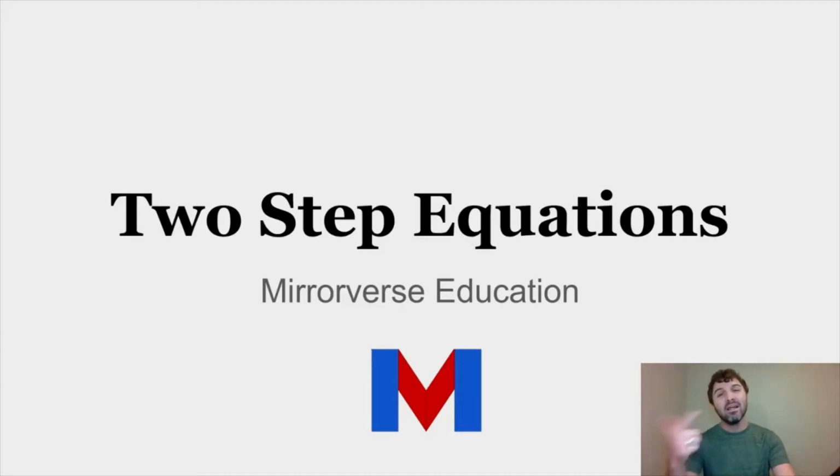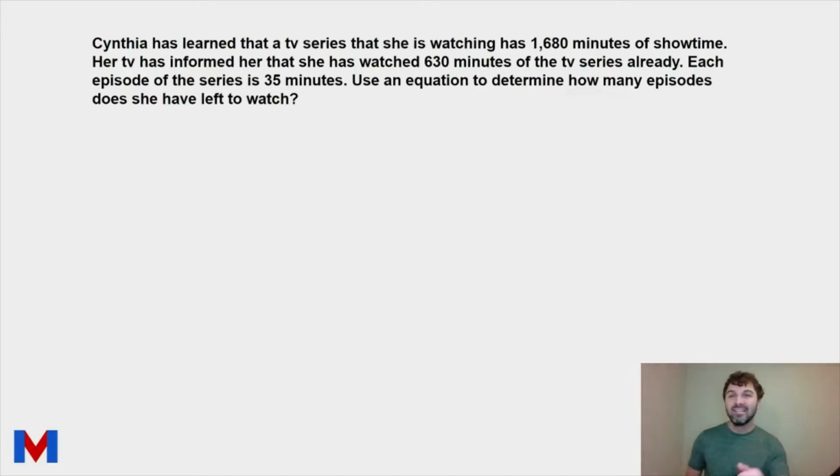So, let's go. Cynthia's learned that a TV series that she's watching has 1,680 minutes of showtime. Her TV has informed her that she's watched 630 minutes of that series already. Each episode is 35 minutes. Use an equation to determine how many episodes she has left to watch.